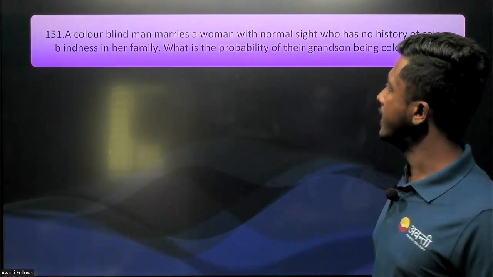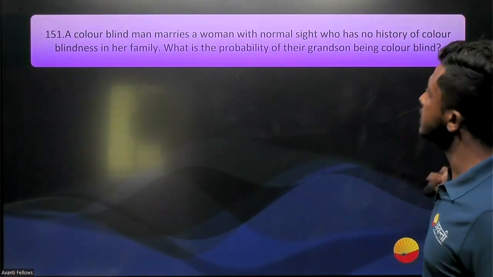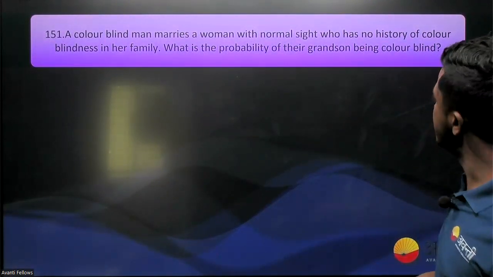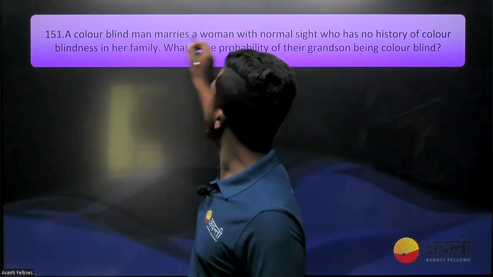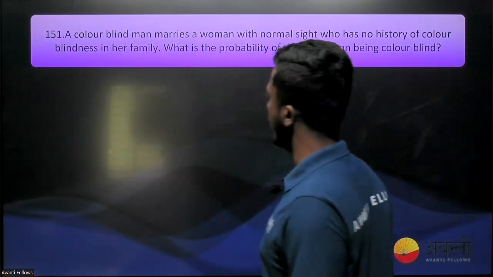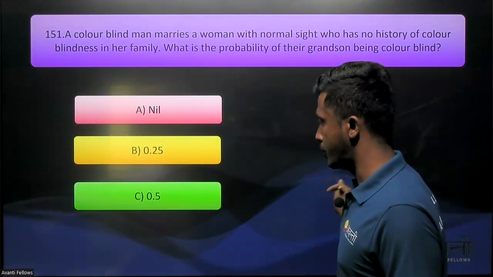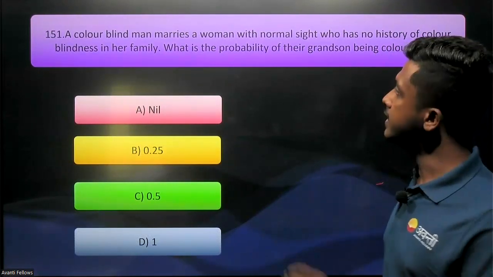Okay, let's go for the next question. A colorblind man marries a woman with normal sight, who has no history of colorblindness in her family. What is the probability of their grandson being colorblind? So let us look at this question. Our options are given in the form of nil, 0.25, 0.5, and 1. So let's see the question.